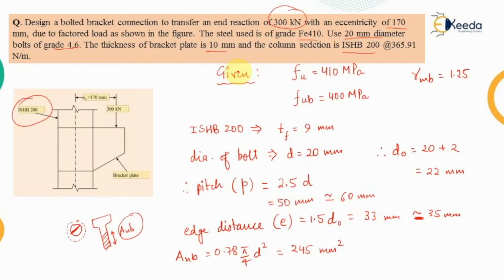Now based upon this, we need to calculate the strength of the bolt. As we can see, this is the column section and this is the bracket plate which is used for the connection. If we are looking at the side view, this is the actual view, this is the column and this is the bracket plate. So we can see that this is the bolt which is provided for the connection.